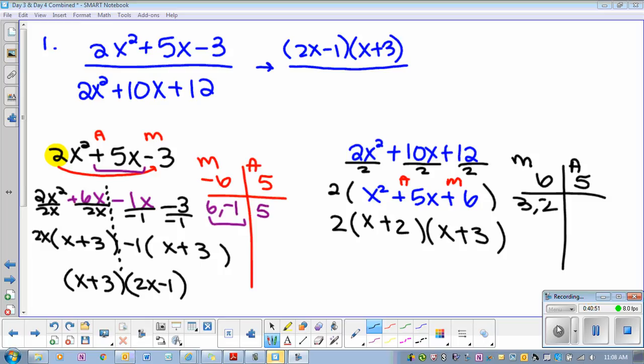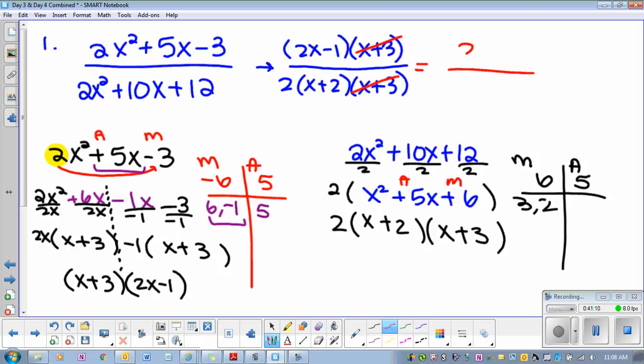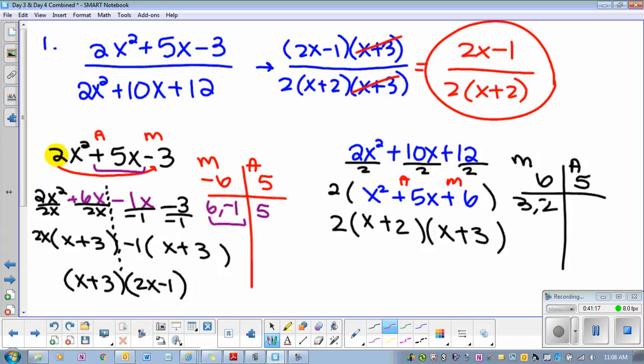Don't forget your GCF. So what crosses out? The x plus 3's. And then you have 2x minus 1 over 2 times x plus 2. Okay, so you guys try number 2, and then we'll put the answer up.